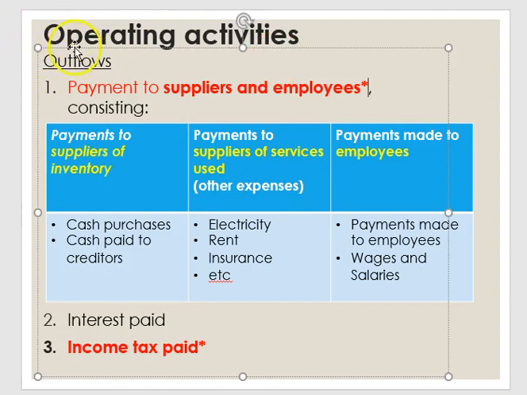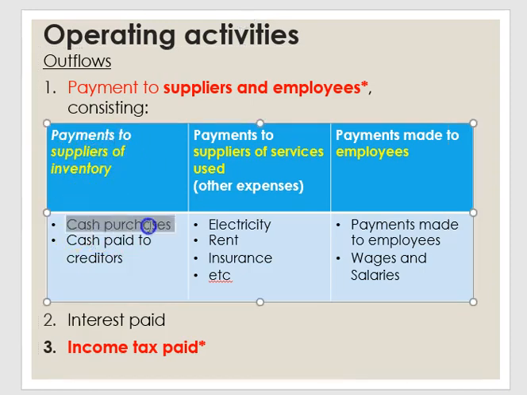Next will be the cash outflow for operating activities. First of all, we have payment to suppliers and employees. Can you see a star over here? If I put a star over here, it means that this particular item is a must for operating activities. That means in the operating activity section, there must be a payment to suppliers and employees. Payments to suppliers and employees consists of, number one, payments to inventory supplier. For example, if I buy inventory by cash, the amount of money that I paid to my supplier, I need to record it in payment to suppliers and employees.